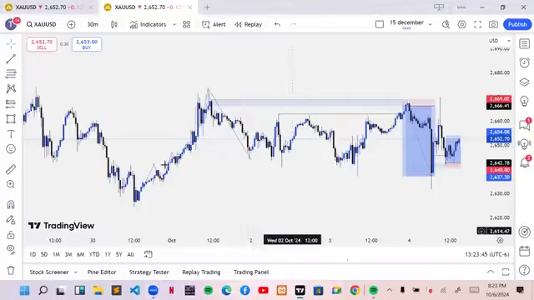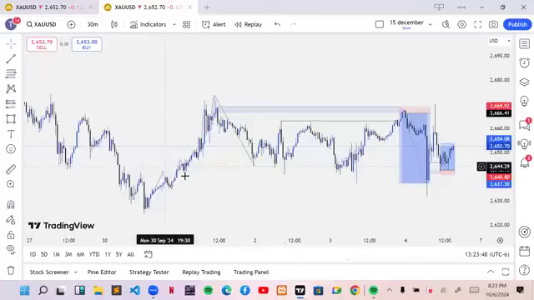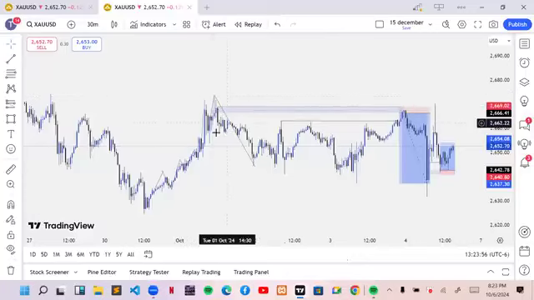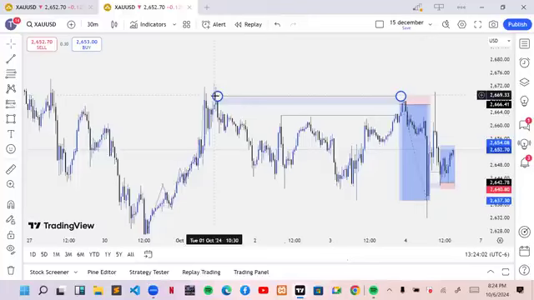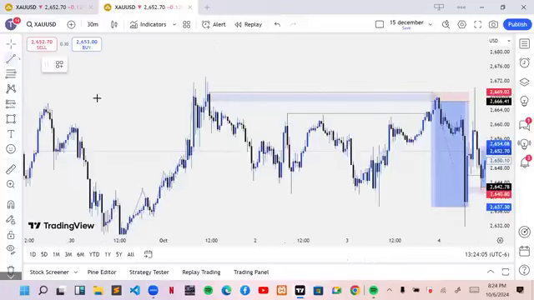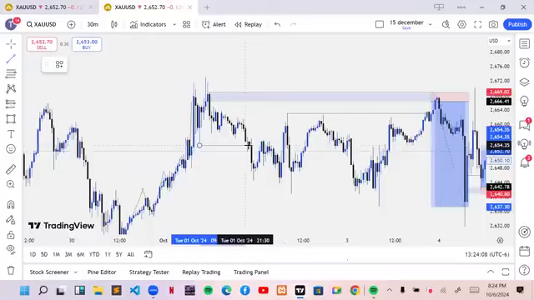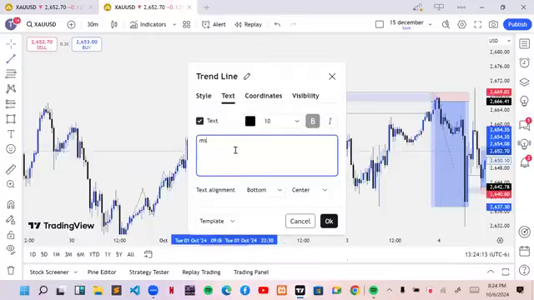So higher highs, higher lows, higher highs, higher lows, higher highs. The market now broke down the last low and made a lower low. This here is an indication that the market is now turning bearish. Market structure shift happened right here, but this was the last low, and the market took out that last low.